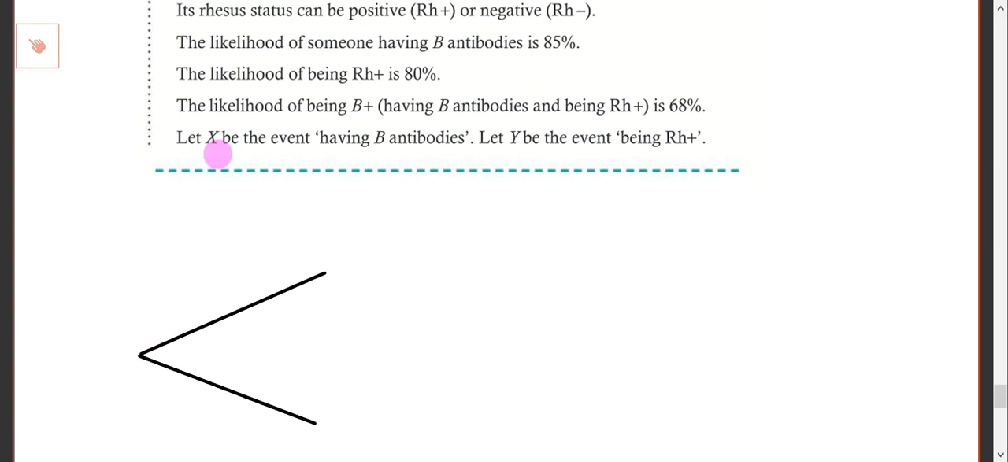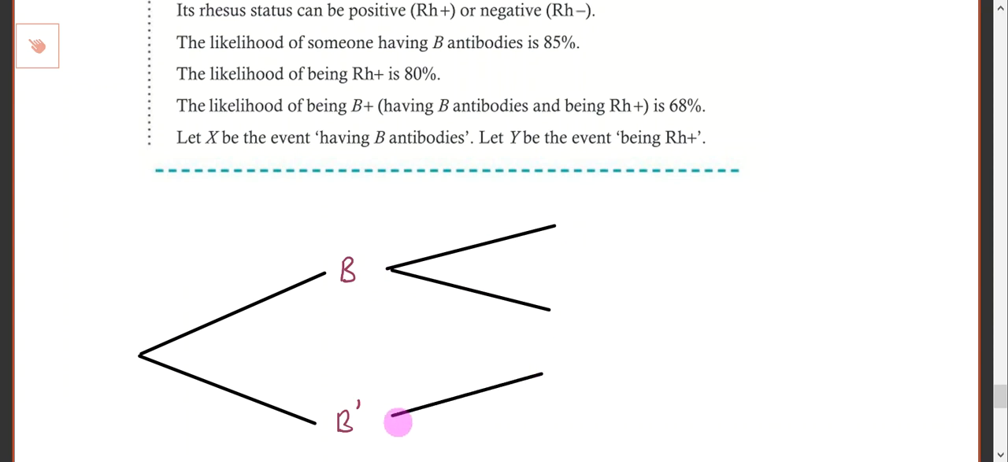So let's do a tree diagram. Which one do you think should come first? Because we're not told in this case. Because here, look, you've been given the probability, the likelihood, of being B plus. That's having B and being Rh positive. Okay? So I'm going to say having B and not having B is the first, and then we're going to say Rh positive, Rh negative. You all okay at the moment with that?